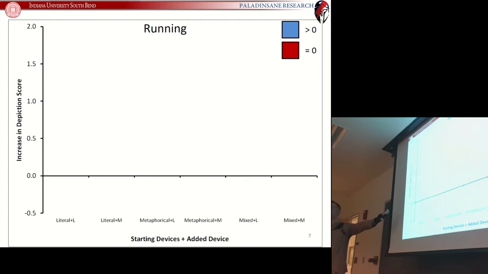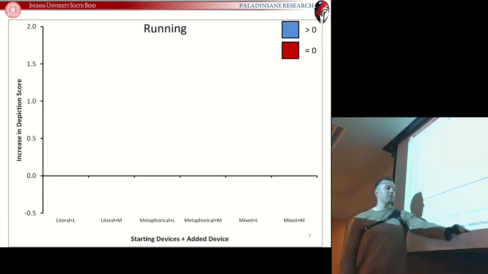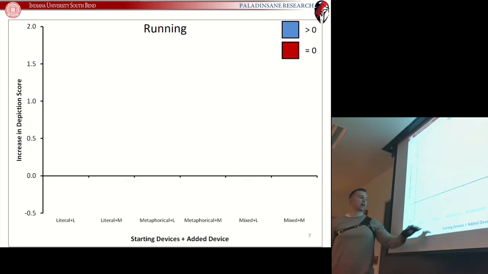So if you start with a blank graph, your audience has nothing to look at except the two axes. So this is your chance to explain the two axes. So this is your chance to say, well, here on the x-axis, and you always want to do that, you want to explain the two axes of your graphs. You can say here on the x-axis, we have the different categories of starting devices, literal or metaphorical or mixed, and then we have the added device. What device was added to that? Was it literal or was it metaphorical? And then here on the y-axis, we have the increase in depiction score. How much better did the addition of that particular device make the picture?